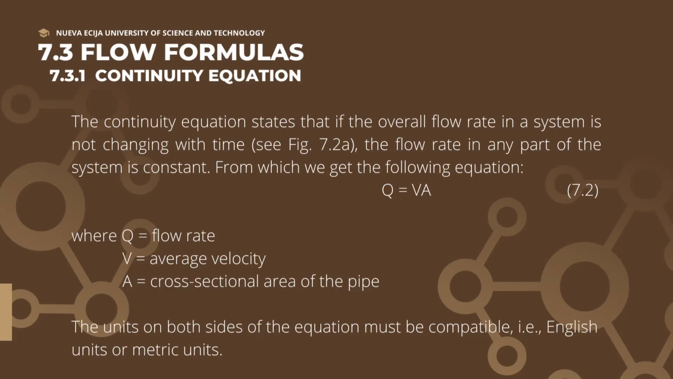7.3, Flow formulas. 7.3.1, Continuity equation. The continuity equation states that if the overall flow rate in a system is not changing with time, the flow rate in any part of the system is constant, from which we get the following equation. Q equals vA, where Q is equal to flow rate, v is equal to average velocity, and A is equal to the cross-sectional area of the pipe. The units on both sides of the equation must be compatible.